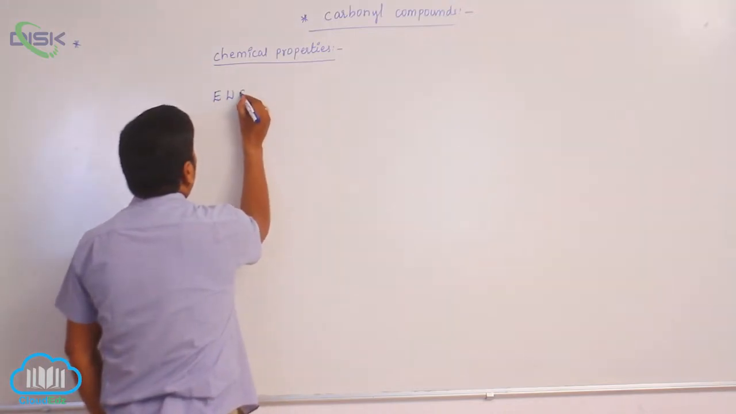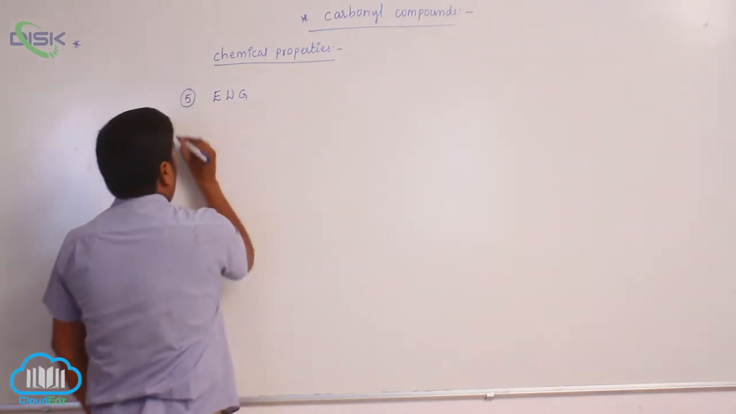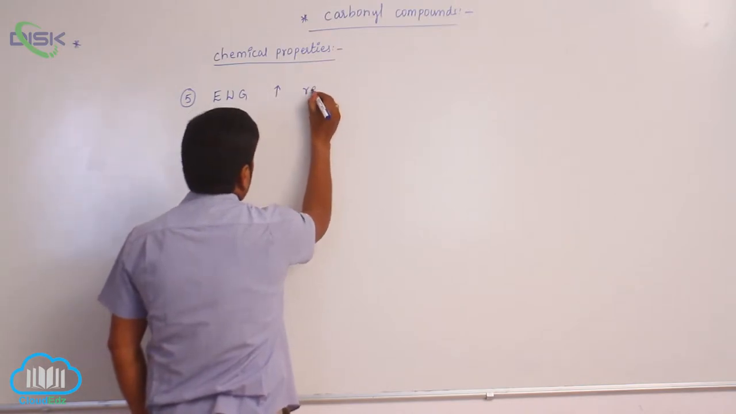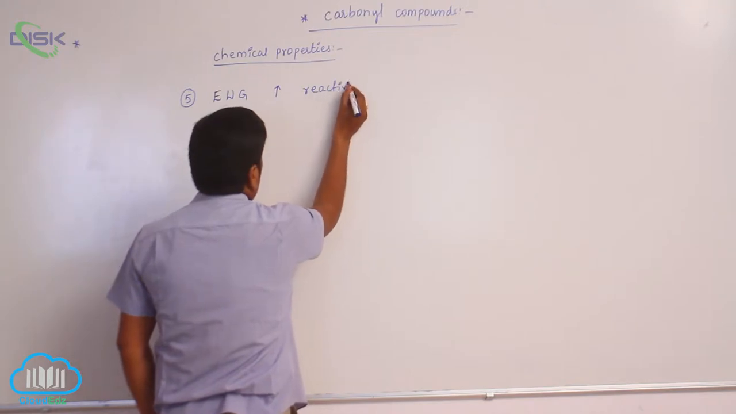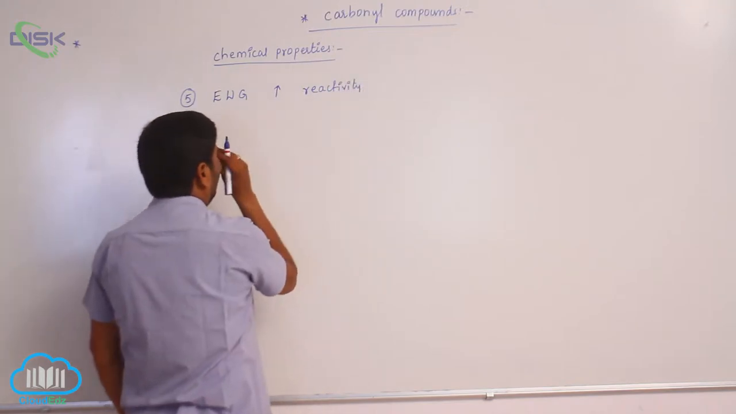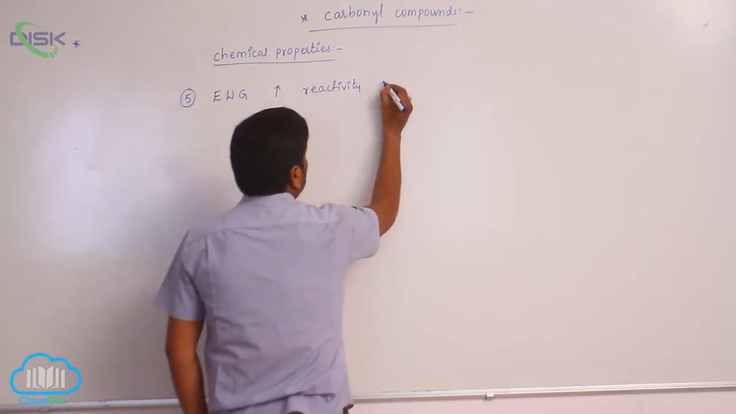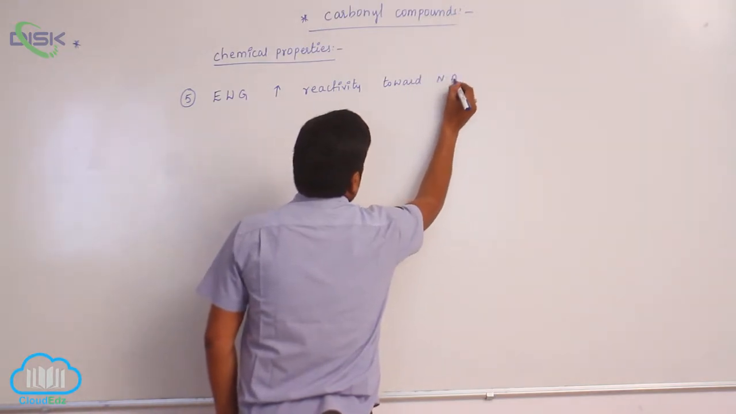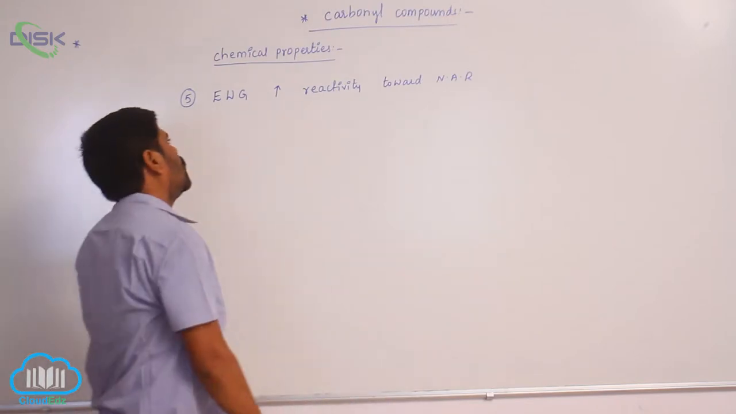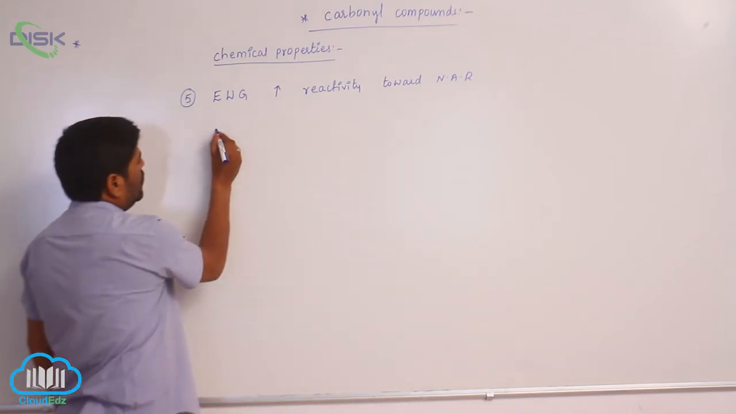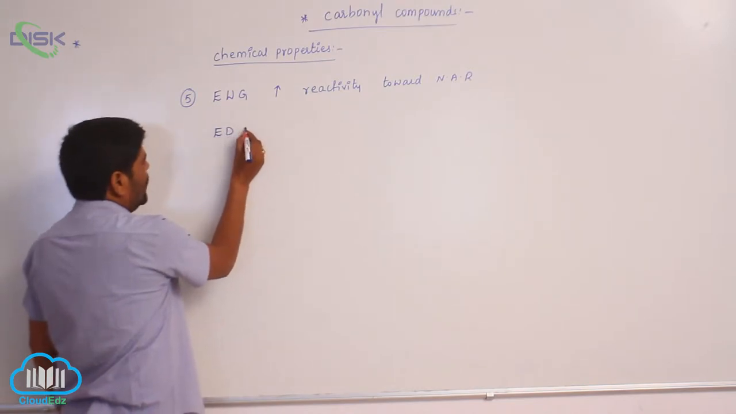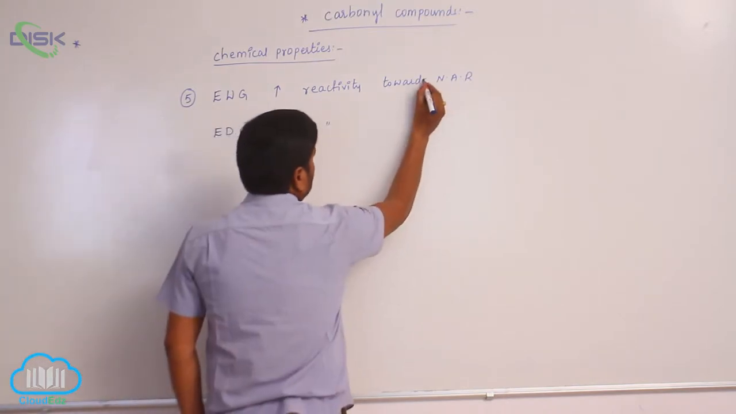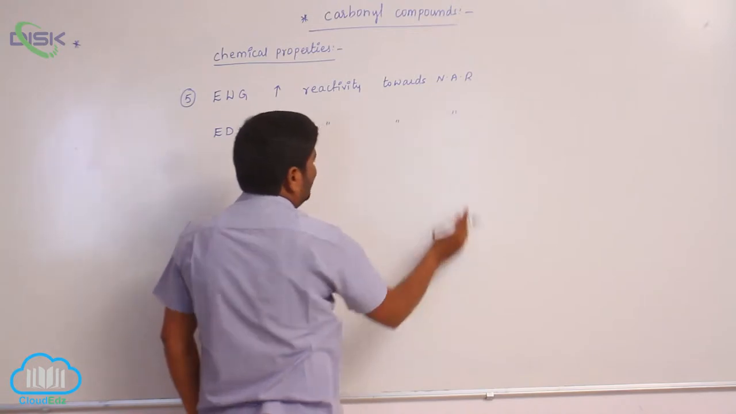Electron withdrawing groups. Fifth point: electron withdrawing groups increase the reactivity towards nucleophilic addition reactions. Electron donating groups (EDG) decrease the reactivity towards nucleophilic addition reactions.